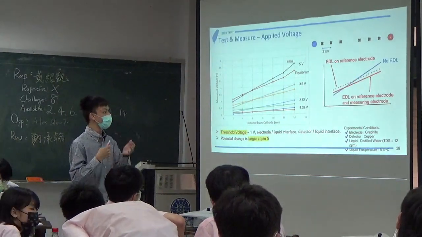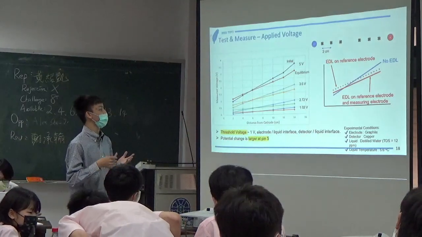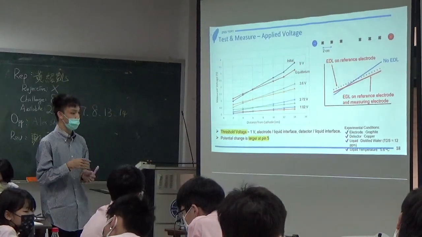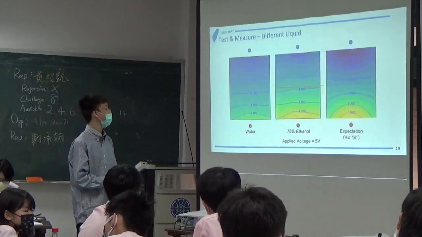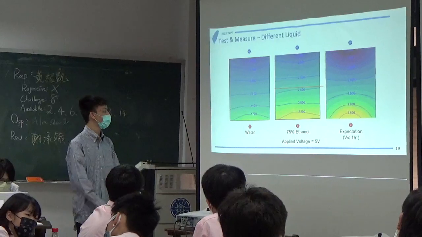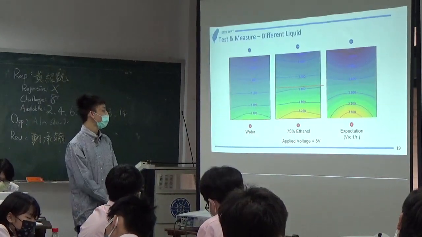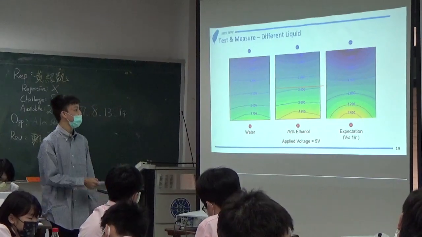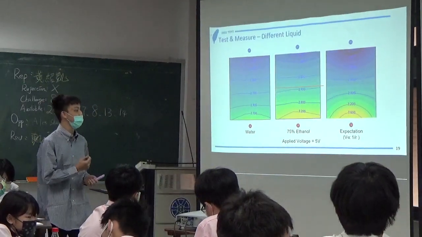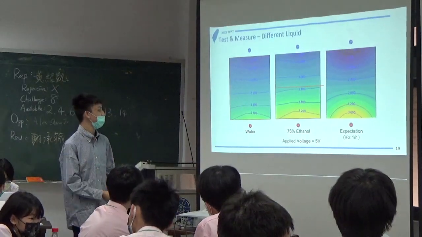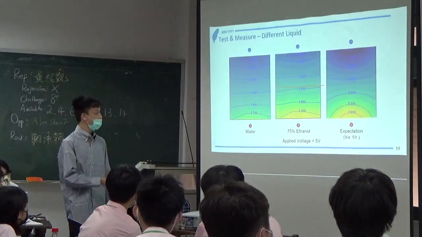And this is a graph explaining the effect of the EDL on the reference electrode and also on our voltage supply electrode. And after this, we consider the effect of ion concentration using a 75% ethanol solution. And we find that the deviation is actually very close to what we expect using our previous theory without the EDL.